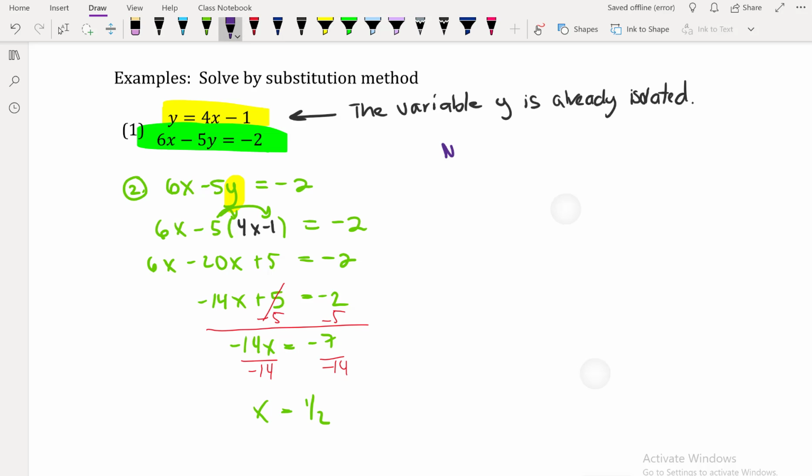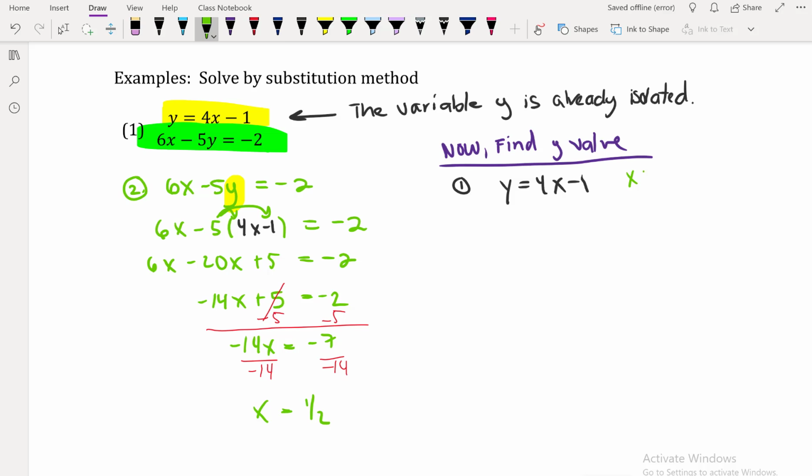Now find the y value. So I'm going to take that first equation, which was y is equal to 4x minus 1. And remember, I had found out that x is equal to 1/2. So I'm going to plug that into my equation.